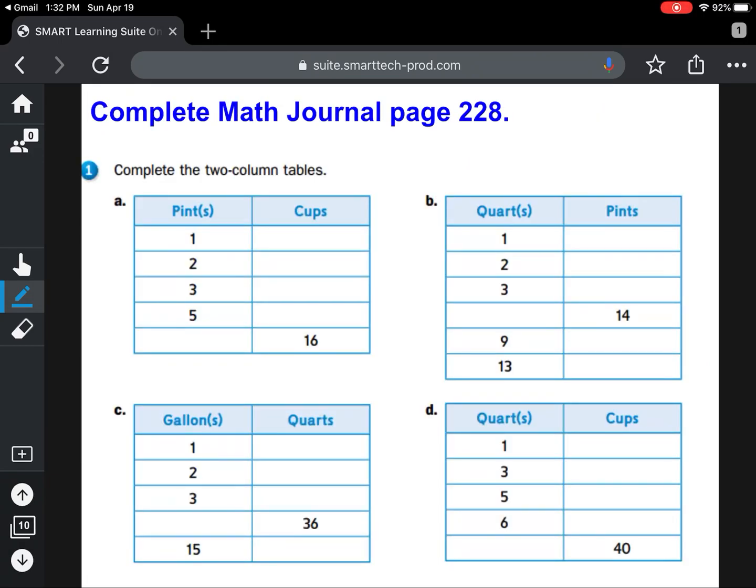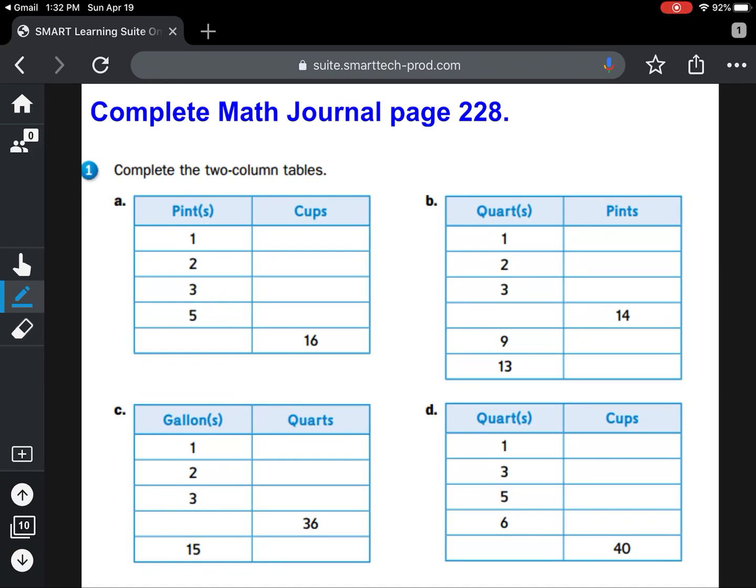Now let's look at Math Journal page 228. This is right underneath the math message. We're going to complete 1A, 1B, 1C, and 1D. We're going to do 1A together. I'm going to give you a little bit of help on 1B. Then you're going to finish it, 1C, and 1D on your own. For 1A, we are focusing just on pints and cups.